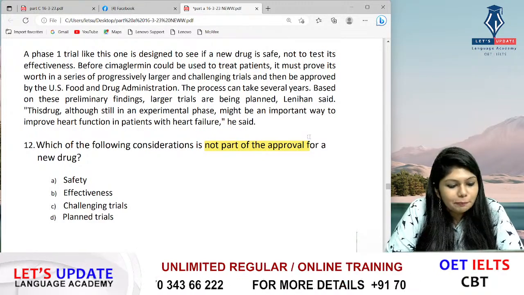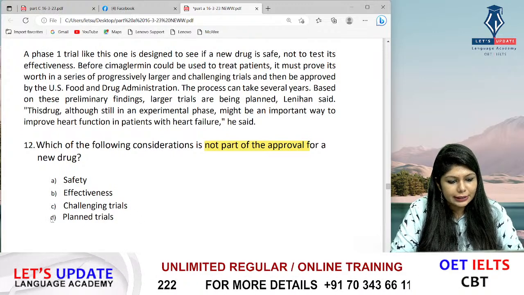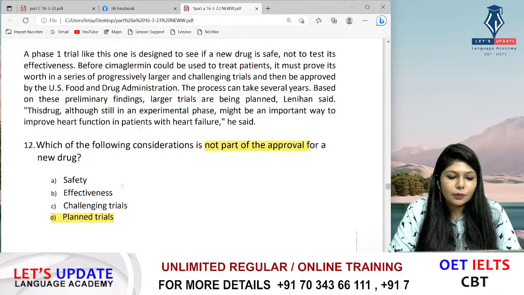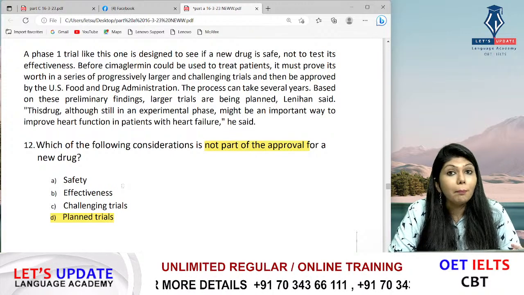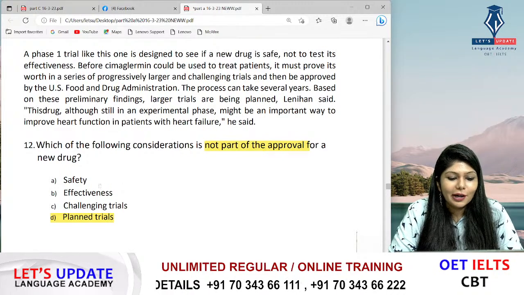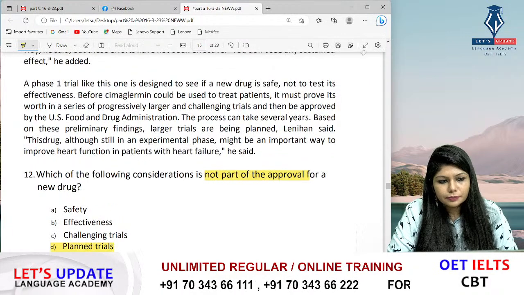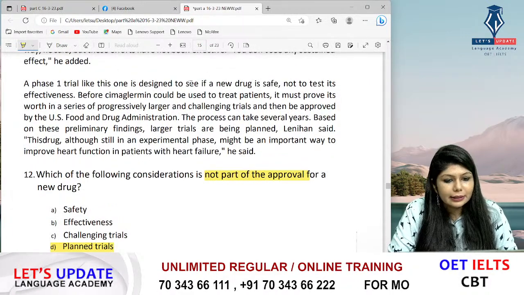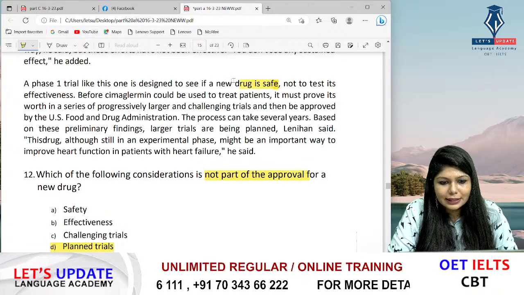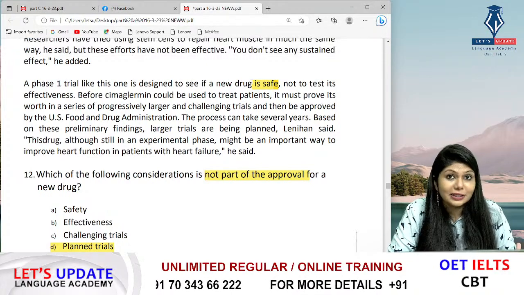Okay, so the correct answer for this question is option D, planned trial. And I'll tell you the reason why it's D also. Let's see which among these options are part of the approval process first, and then we'll come to something that is not part of the process. Here they have mentioned that it is designed to see if a new drug is safe. So the safety factor is there. So option A is something that is part of the approval process.